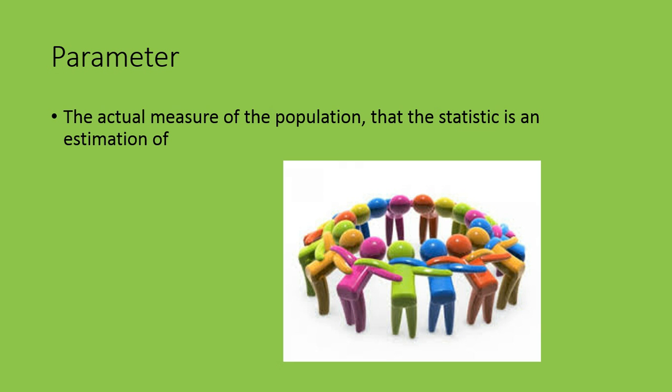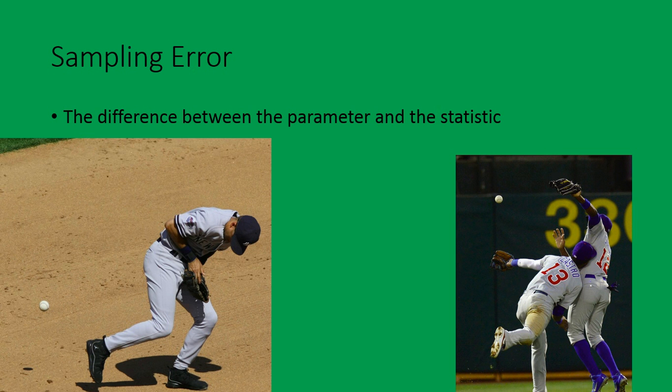Now, with the statistic and the parameter, we have something that we call the sampling error. This is the difference between them. So if you do a sample and you see that 98% of the people like wearing collared shirts on Sundays, that's a statistic. That's what we got from a sample. When you ask everybody in the population, that number could drop down to 95%. So we've got this 3% error.